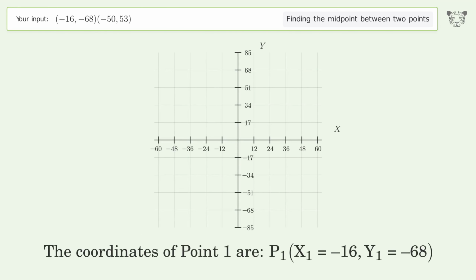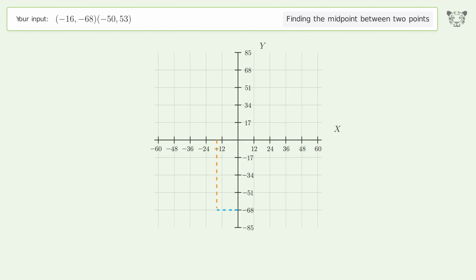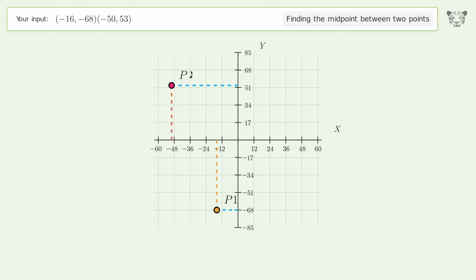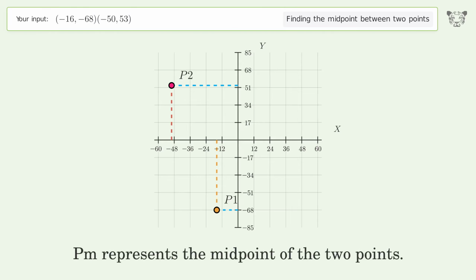The coordinates of point 1 are, x1 equals -16, y1 equals -68. The coordinates of point 2 are, x2 equals -50, y2 equals 53. PM represents the midpoint of the 2 points.